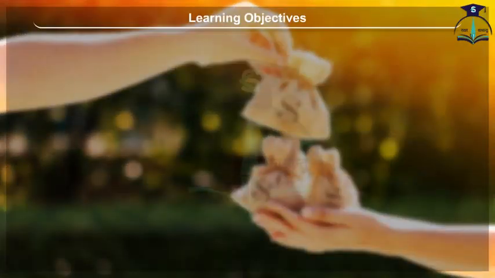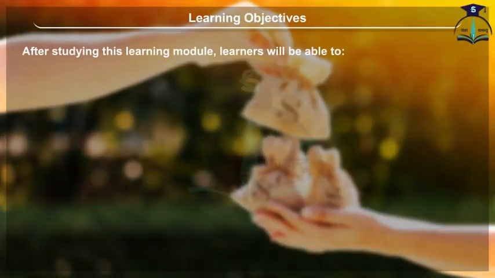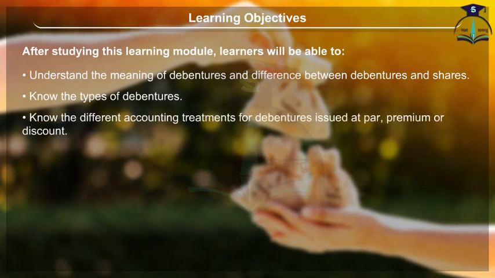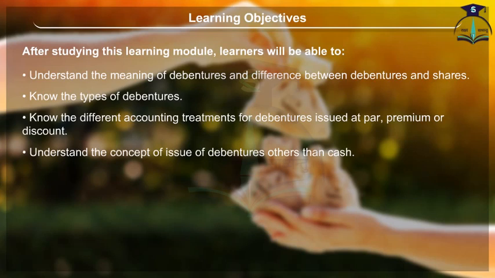Learning objectives. After studying this learning module, learners will be able to understand the meaning of debentures and the difference between debentures and shares. Know the types of debentures. Know the different accounting treatments for debentures issued at par, premium or discount. Understand the concept of issue of debentures other than cash.